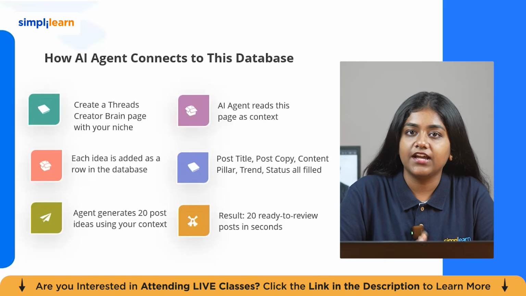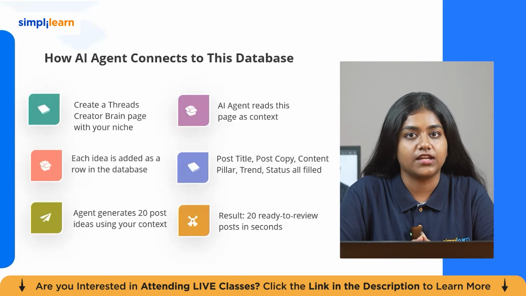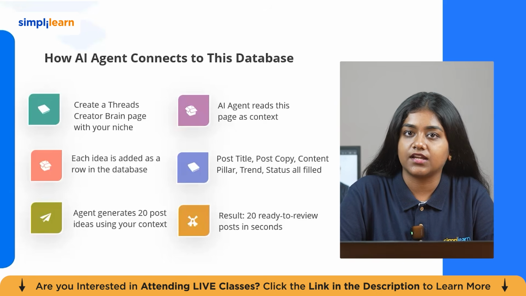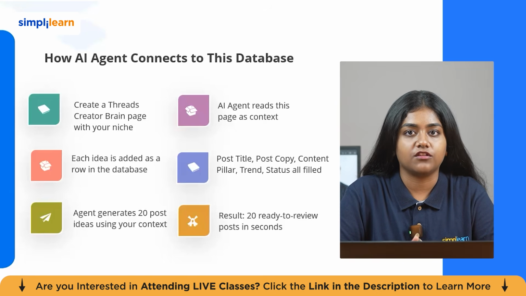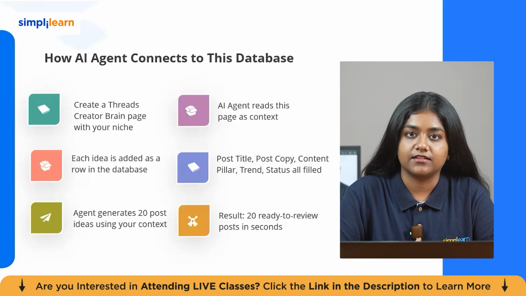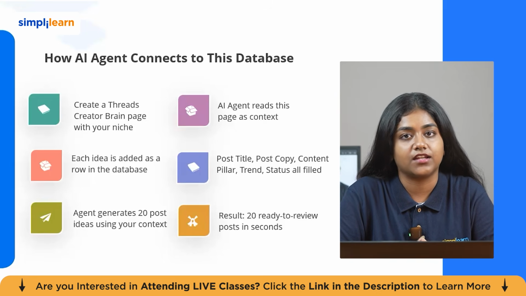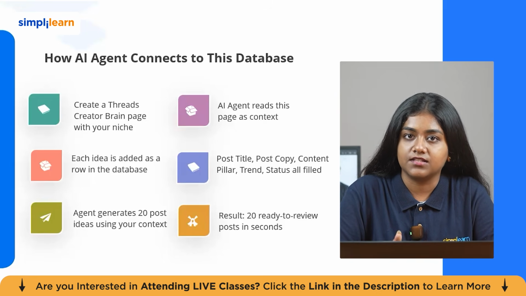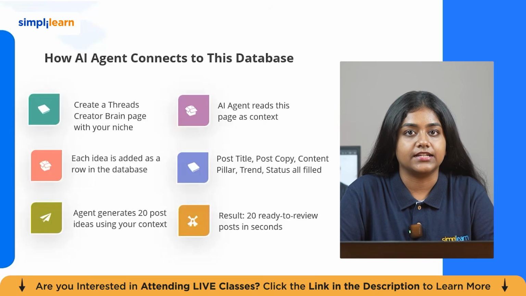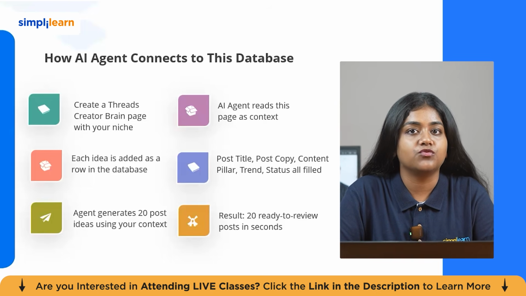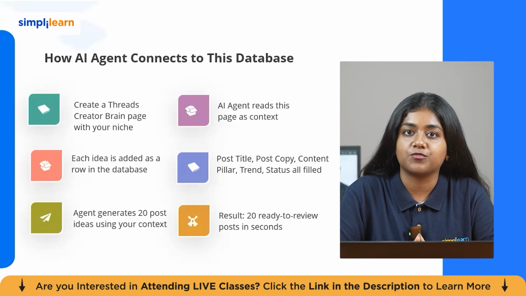After that, every idea generated by the AI agent is automatically added as a new row inside our Notion database. The agent doesn't just create a basic idea, it also fills in important fields like the post title, post copy, content pillar, trend, and status. So when we run the automation, the agent can generate around 20 post ideas using our strategy and add them directly into the database. The final result is simple. We get 20 ready to review posts in seconds, already organized inside our content system. This saves time. It removes manual planning and keeps our content creation process structured.